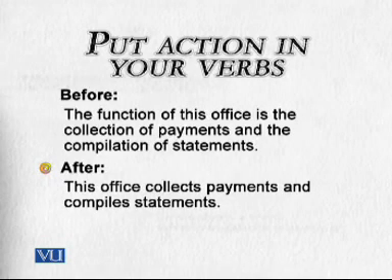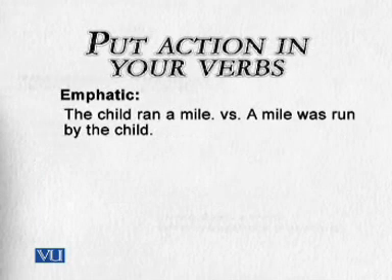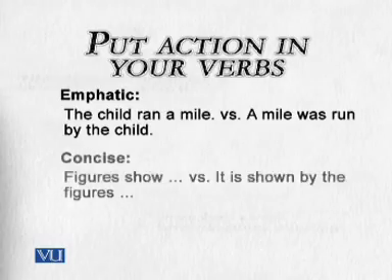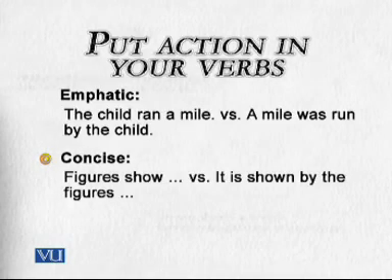Now, if you start your sentences this way, that the child ran a mile, or a mile was run by the child, active and passive. The latter is so awkward. A mile was run by the child. Rather, the child ran a mile. Figures show, or it is shown by the figures. Figures show. This is active and more forceful. This is how we can add action to our verbs.